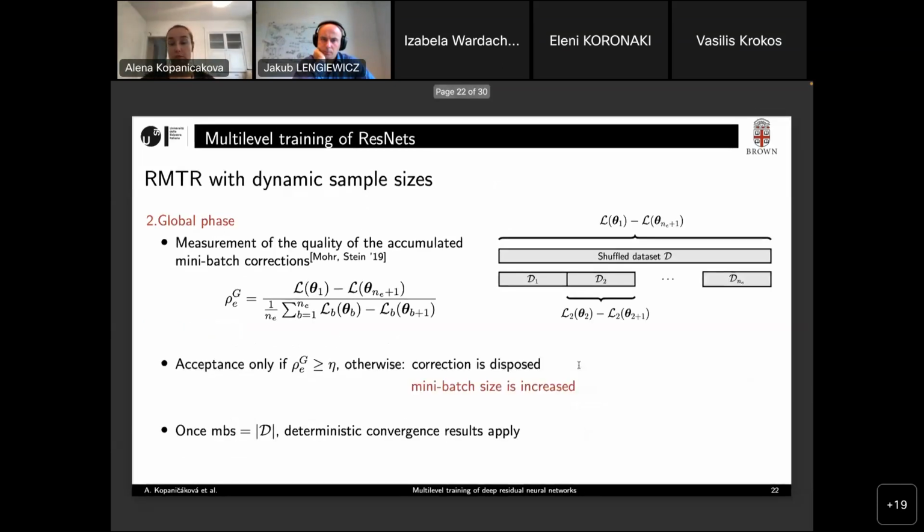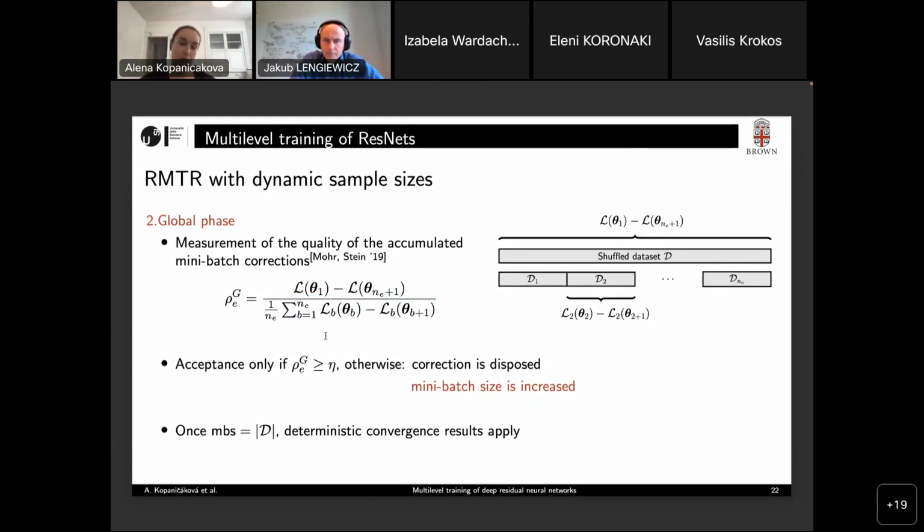As soon as we pass through all mini batches, so as soon as we perform one epoch, we switch to the global phase, where we measure the quality of accumulated mini batch corrections. In particular, this quality is measured by means of this global trust region ratio, where we compare the decrease in a global objective function, by global I mean the objective function evaluated using all samples in the dataset at the beginning and end of the epoch, against the average decrease in local objective functions.